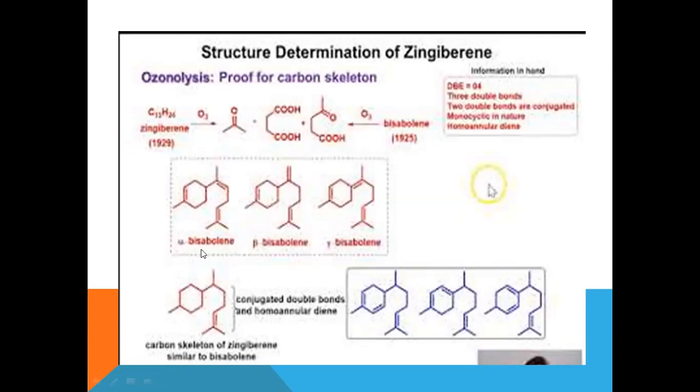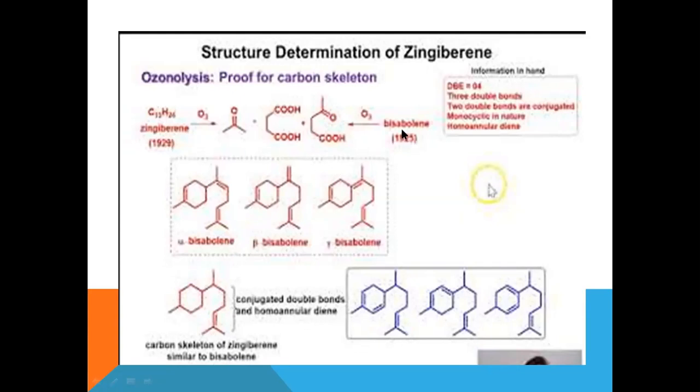Based on the position of the double bond, they are named alpha bisabolin, beta bisabolin, and gamma bisabolin. We can call them position isomers because they differ in the position of one double bond. Based on these facts, we can give this particular structure for the carbon skeleton of bisabolin. A six-membered cyclohexane ring is present, carrying a methyl group. In the exact para position, there is the side chain having the double bond and two end methyl groups.